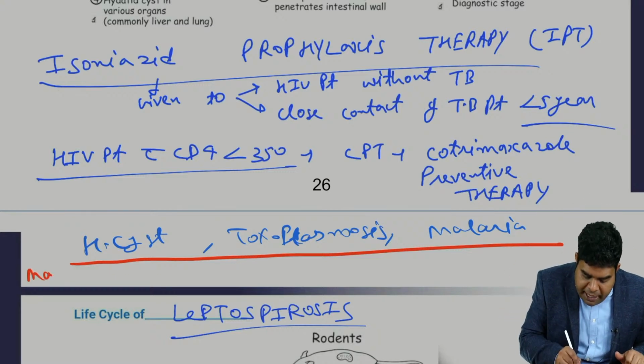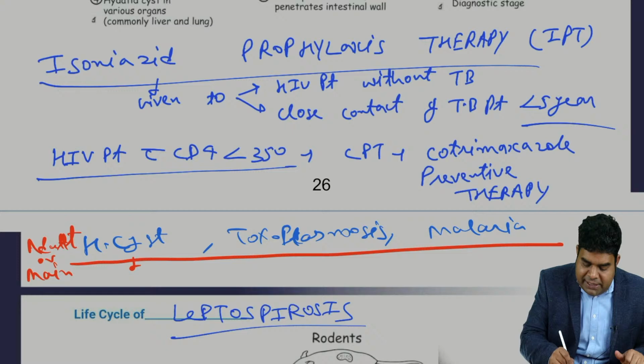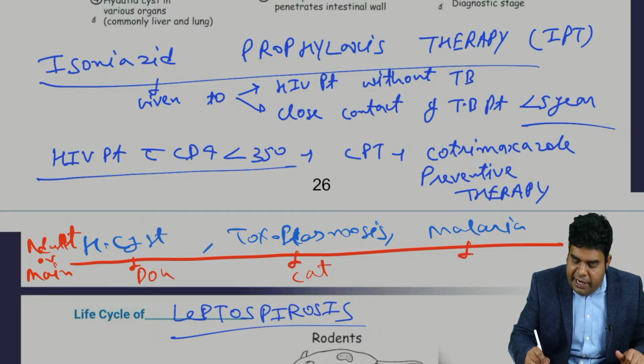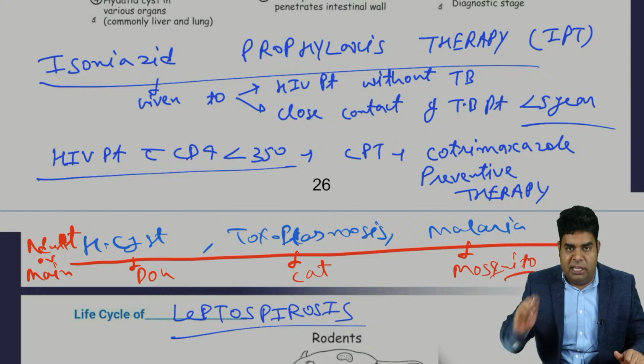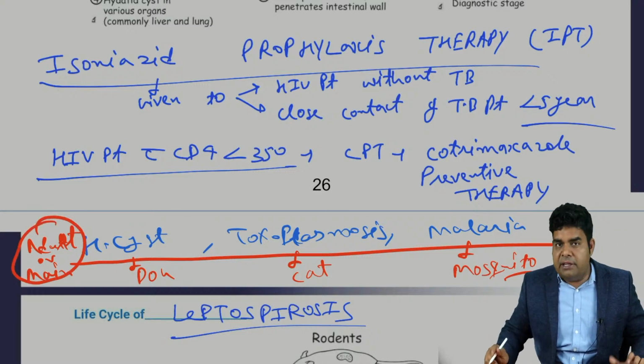So who is the main host? Where is the adult form in these 3 diseases? The adult form of the parasite of hydatid cyst, as we discussed already, is in the dog. In toxoplasmosis, it is in the cat. In malaria, it is in the mosquito, the female Anopheles mosquito. So the adult form or main host in these 3 diseases is not human.